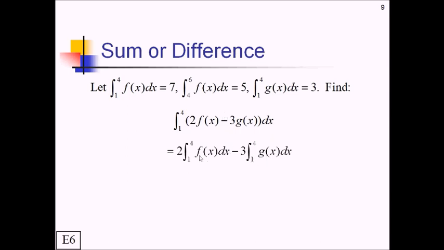Well, what is the integral from 1 to 4 of f? That is, at least in this lesson, 7. So we've got 2 times 7, and over here we have minus 3 times 3. So that'll be 14 minus 9, which gives us 5.